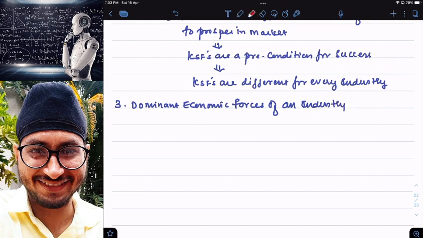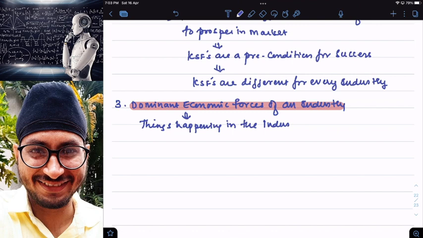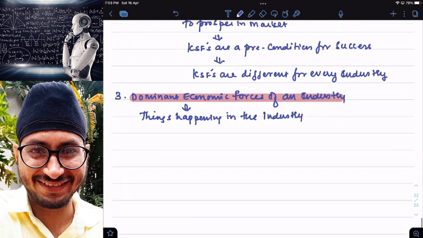Clear? Dominant economic forces of an industry means, in simple words, things happening in the industry. Things happening in the industry which force me to change, which force us to change. Clear? I repeat, those factors in the industry which are forcing us to change are called as dominant economic factors of an industry.